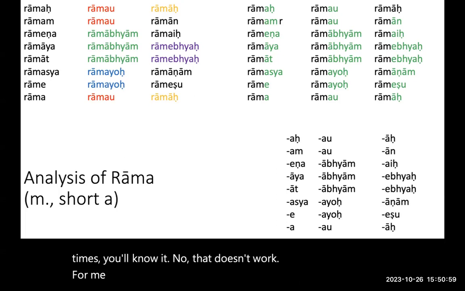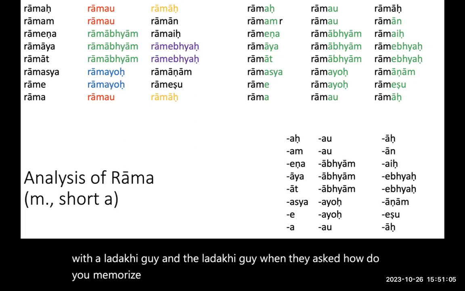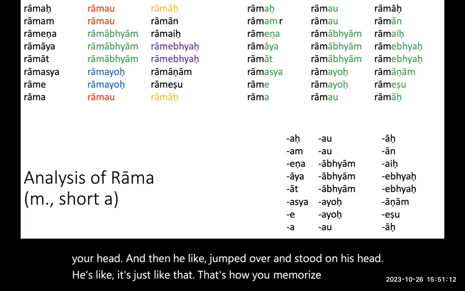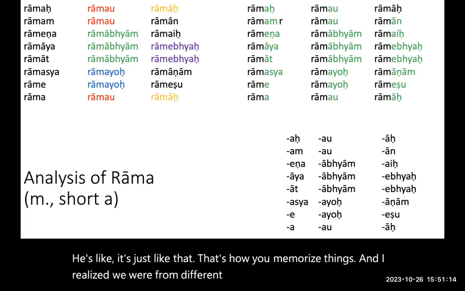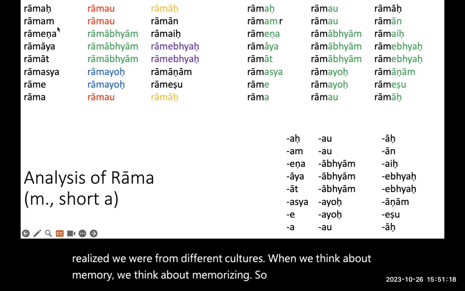I was talking to a friend of mine who's studying Sanskrit with a Ladakhi guy. And when they asked the Ladakhi guy, how do you memorize these things? He says, oh, you just do it. It's like standing on your head. And then he jumped over and stood on his head. He's like, it's just like that. That's how you memorize things. And I realized we are from different cultures when we think about memory, when we think about memorizing. So, yeah, about practicing it.